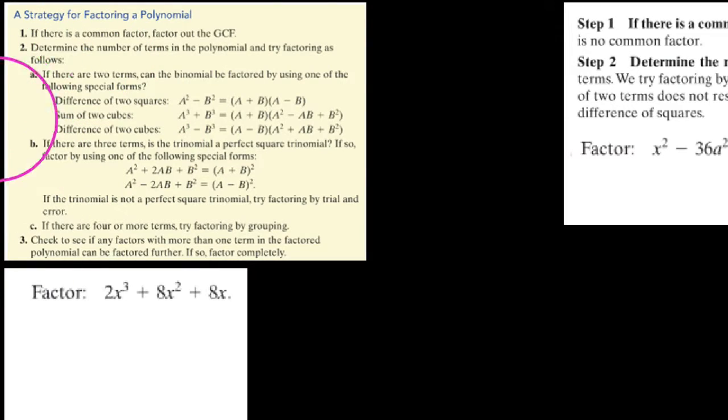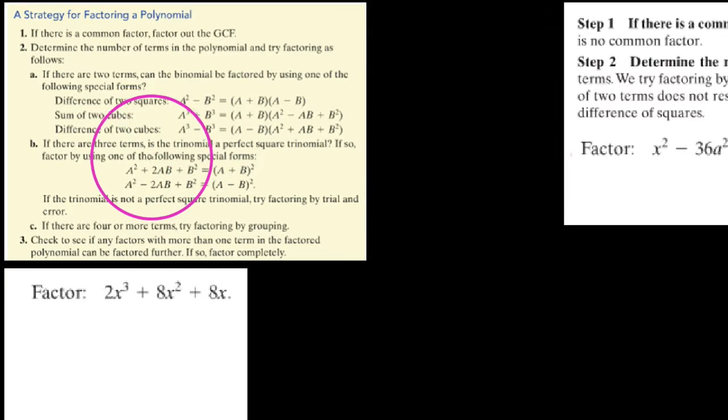So just really quickly, I want to run you through this list. The first thing I again want to point out is you always look to factor out a greatest common factor before you do anything else. So step 1, always look for a GCF. Step 2 says determine the number of terms in the polynomial and try factoring as follows. Anytime you have two terms, can the binomial be factored using one of the following special forms? When you have two terms, we're going to look for things like differences of two squares or sum or difference of two cubes. That's what we focus on when we talk about two terms.